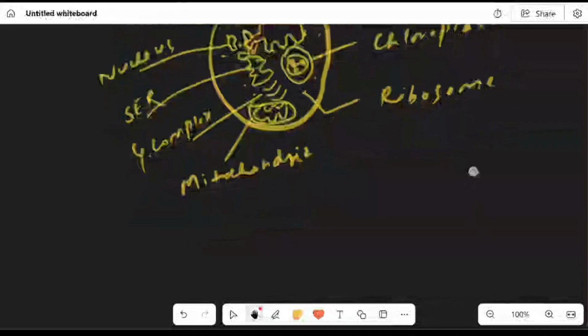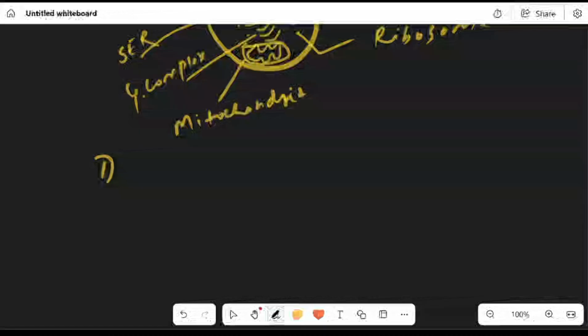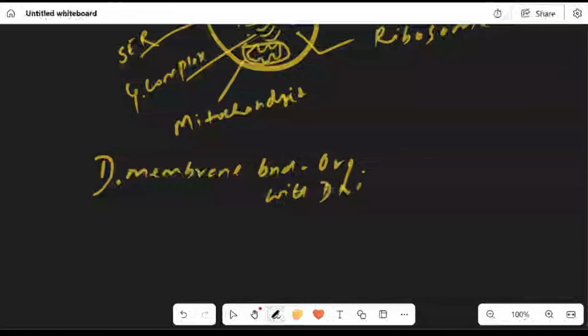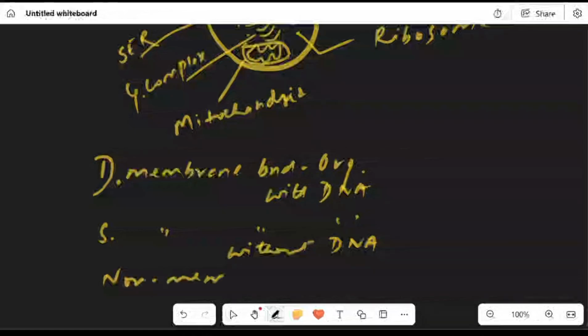So let us discuss some important facts. First, we will discuss double membrane bound organelles, with DNA. Then single membrane bound organelles without DNA. Then non-membrane bound organelles. So we will discuss three of them.